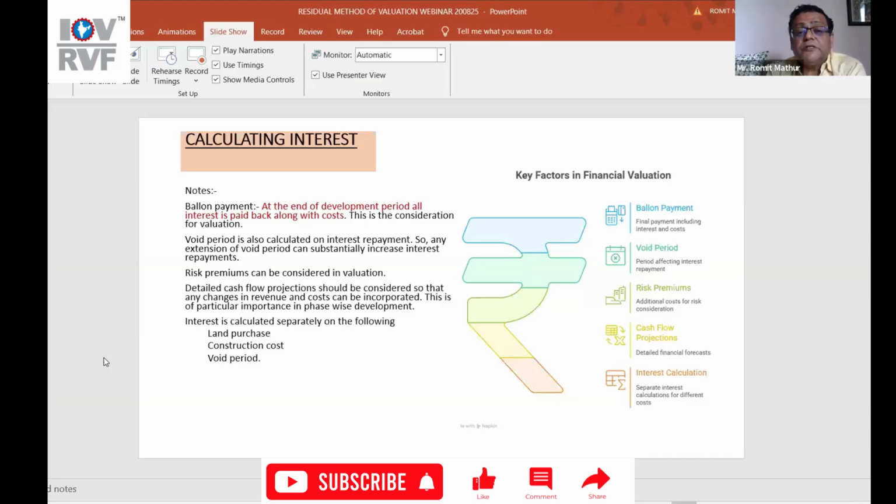Detailed cash flow projection should be considered so that any change in revenue and cost can be incorporated. This is of particular importance in phase-wise development. Interest is calculated separately on the following: land purchase, cost construction, void period. So, how much detail you want to go into, or how much detail the builder wants to go into, will depend upon the methodology that you finally pick.